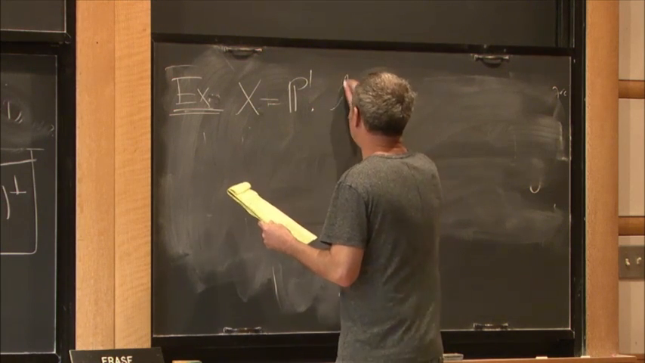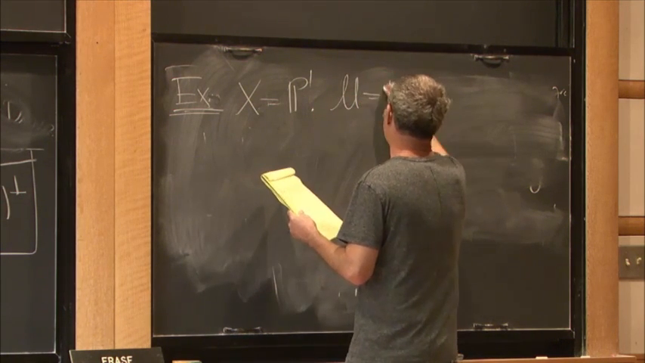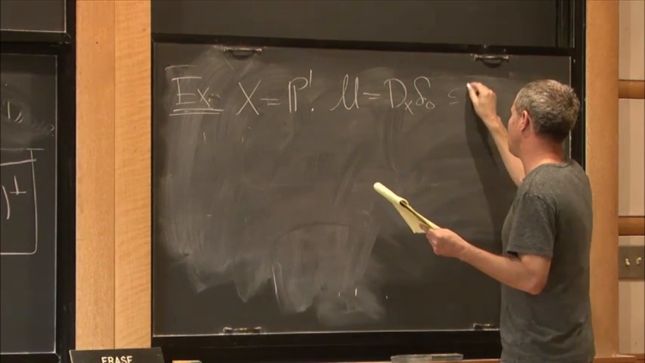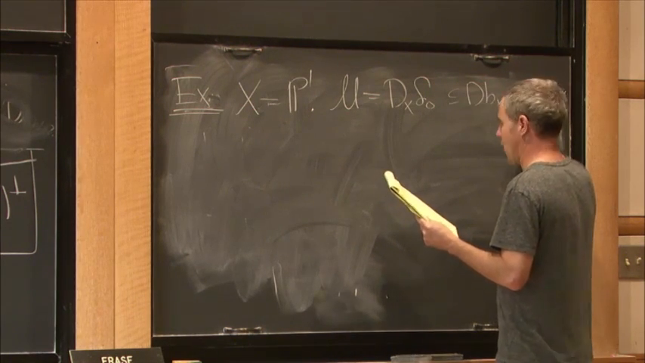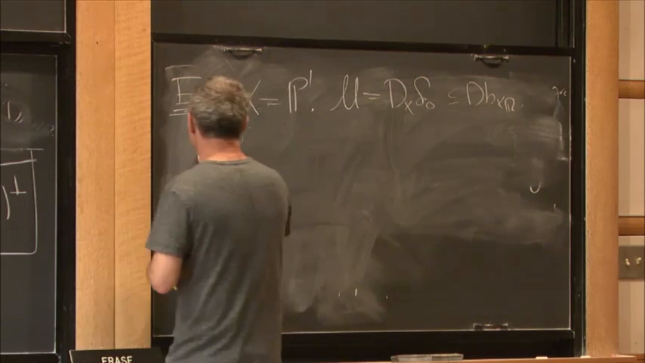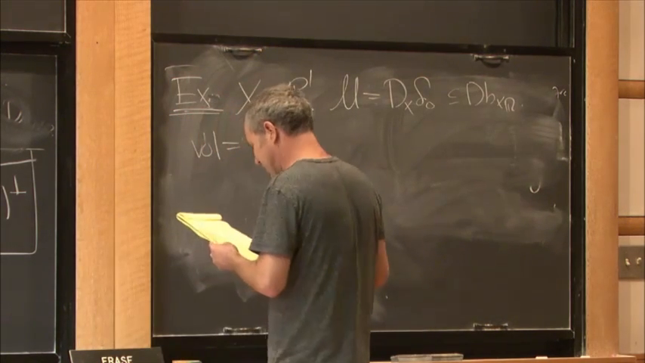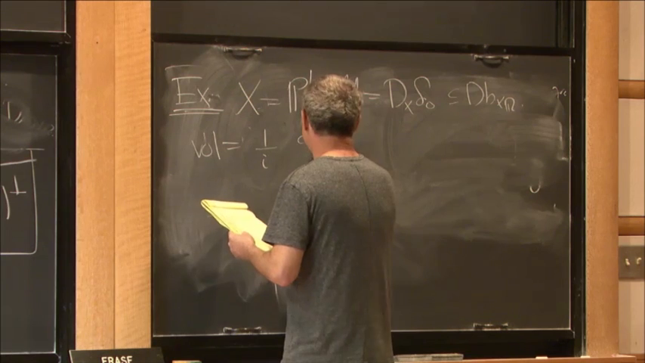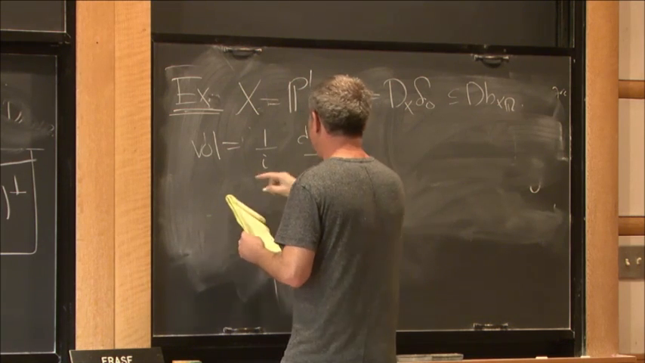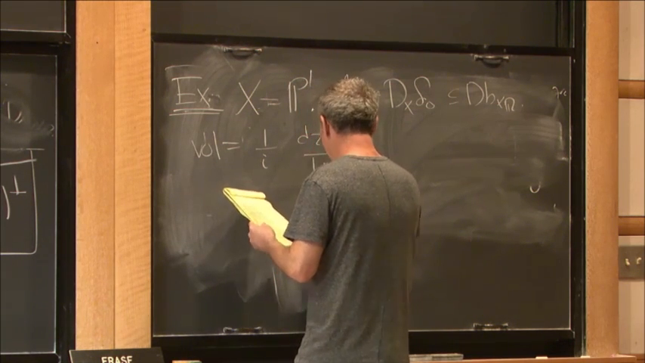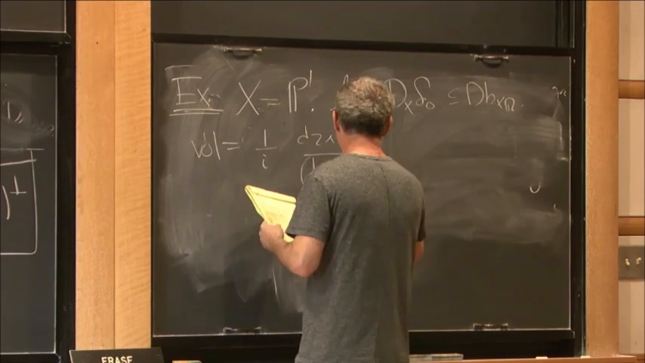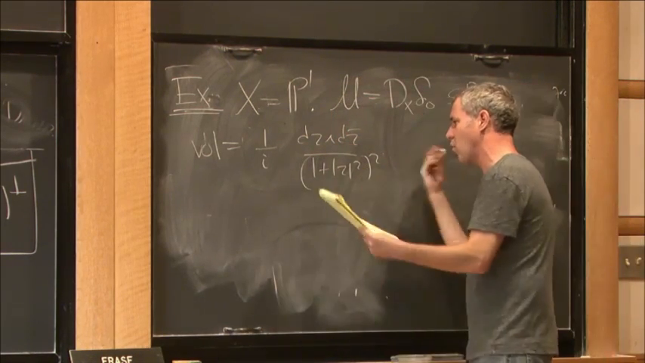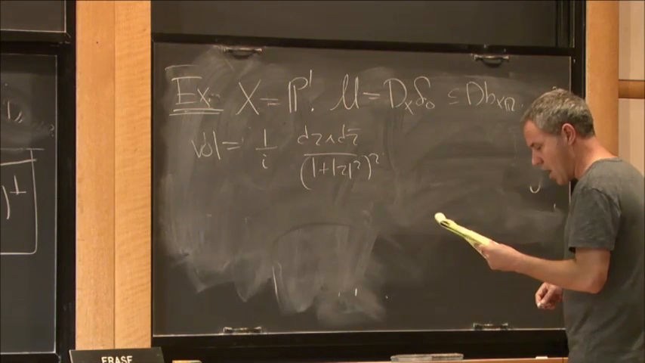Okay, so the stupidest example: X equals P1, M is equal to D_X times the delta function. We view that as contained in D_B of X_R. Okay, and then the volume form. There are i's that I'll probably mess up, and everything is about signs, but there's probably a 2 pi. The volume form is dz wedge dz bar over (1 plus z squared) squared.